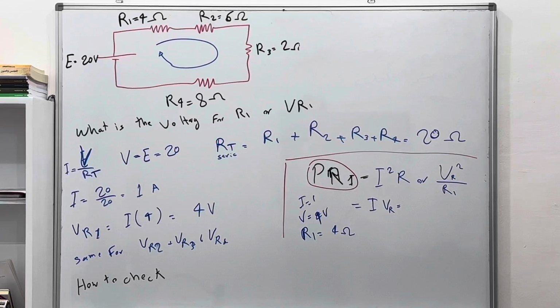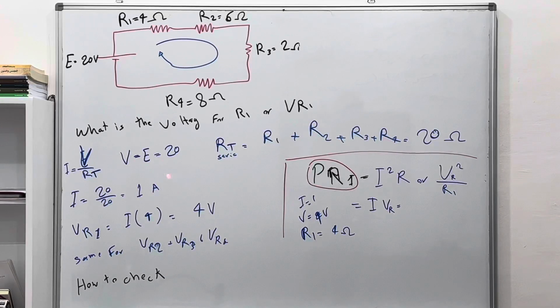So what's R total? Because it's series, and this is why we are focusing on series, we add all the resistances together. So R1 plus R2 plus R3 plus R4 equals R total. If you add them together, 4 plus 6 is 10, 10 plus 2 is 12, and 12 plus 8 is 20 ohms. So we use 20 in this equation. I equals 20 divided by 20, which is 1 ampere.